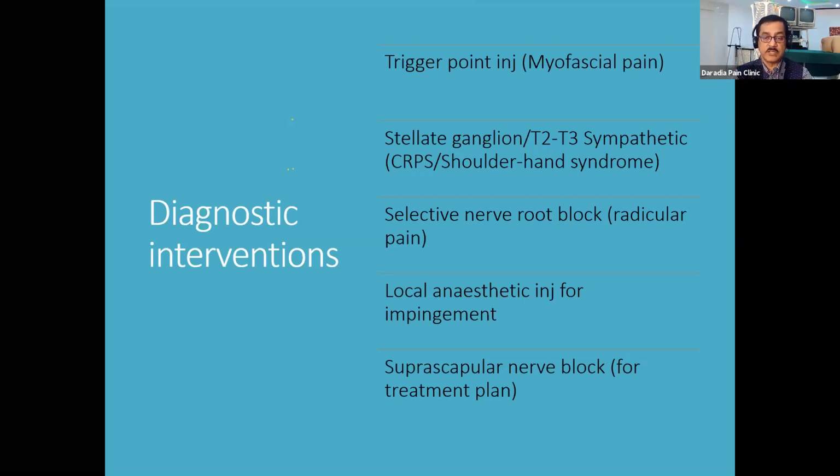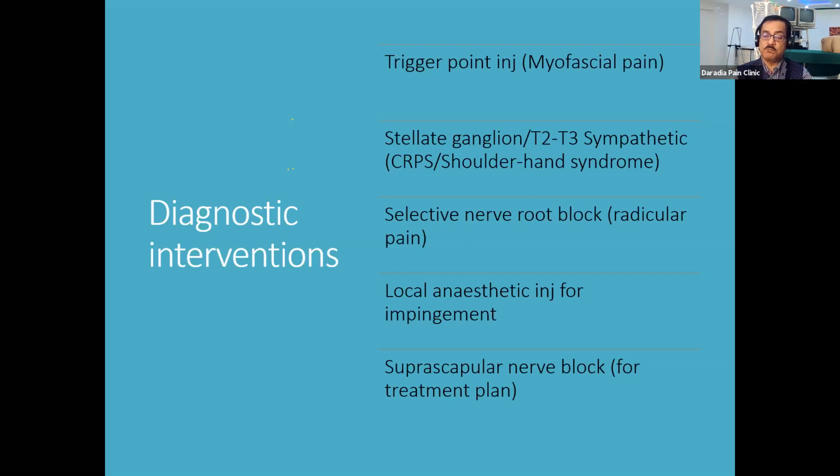Then there is the trigger point injection. If you have tenderness or a bulk in the belly of the muscles, with distal radiating pain, you can do a diagnostic trigger point injection and confirm your diagnosis. Then is your diagnostic selective nerve root block. If you are confused whether it might be a radicular pain, particularly C4 and C5 radicular pain, we can inject a small amount of local anesthetic at the exiting nerve root, and if that relieves the pain, it confirms the radicular pain.